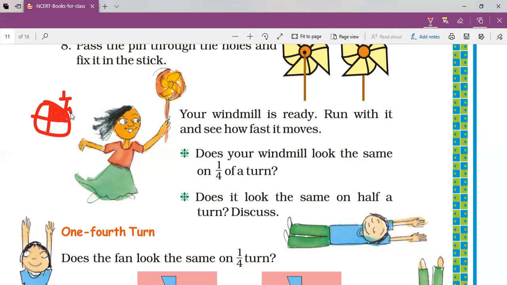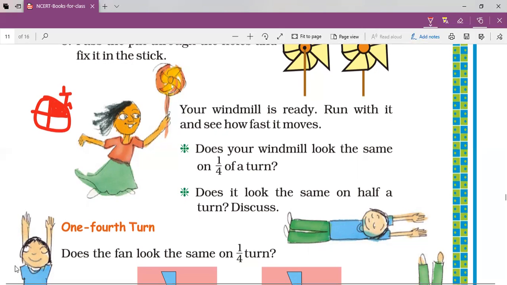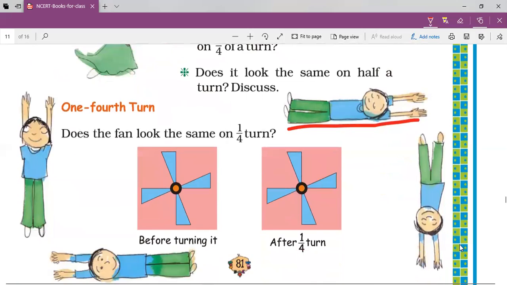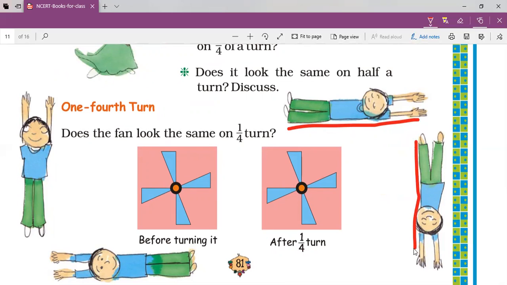Now what do we have to do? We have to rotate an object or anything by 1/4 of a turn. Means if a boy is standing straight, this will be the 1/4 turn image of that boy. Then this will be the half turn image of that boy. Yes, this is the 1/4 turn.